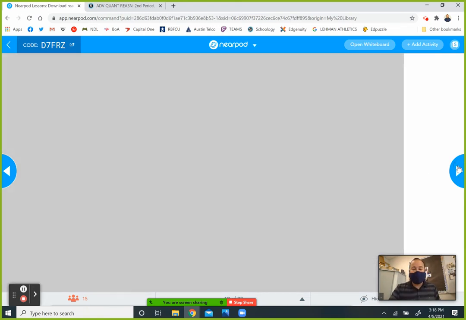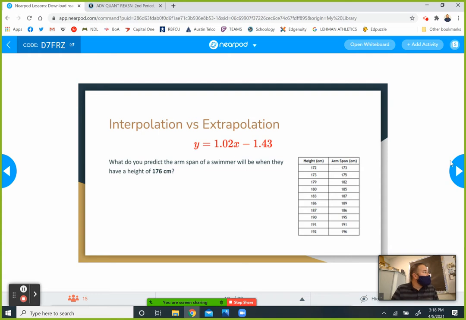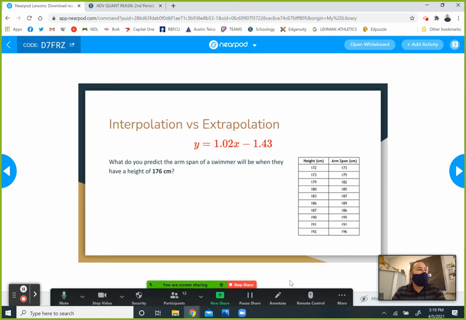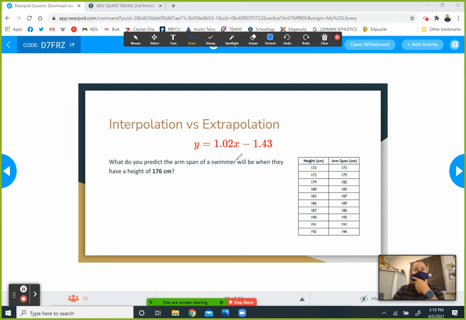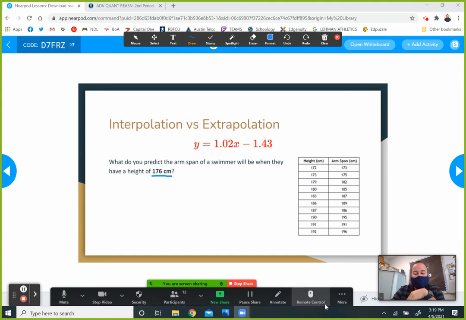Let's talk about the equation though. Let's see if you remember how to do this stuff. Let's say that I have a swimmer and his height is 176 centimeters. How would I figure out what his arm span might be using that equation? What am I going to do? I got to do something with this number, right? What do I do with that number? Well, I have an equation, don't I? So how do I use that equation? You multiply the x. Yeah.